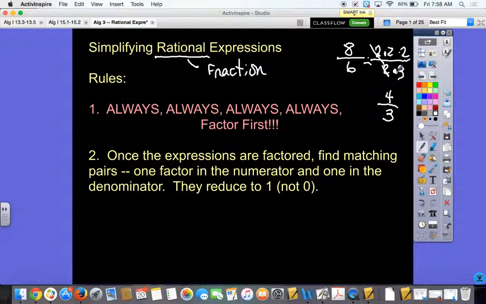The other thing is when you get ready to reduce, you are finding a matching pair, one factor from the numerator and one factor from the denominator. When you reduce, make sure that you're not thinking that they go to 0. They're really reducing down to 1. So it is possible for everything to reduce. If everything goes out, 1 is your answer. It's kind of like saying 4 over 4. That's not 0. That's going to be a 1. All right, let's get started.